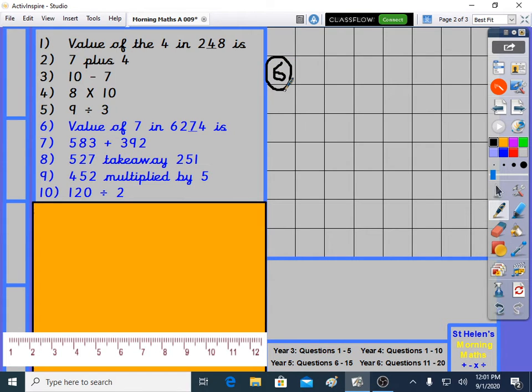Value of the 7 in 6,274. What's the value of the 7 in 6,274? Units, tens, hundreds and thousands. I hope you remember those hats. Thousands is used much more in year 4. The 7 is in the tens column. 7t. 7 tens is literally 70. So that's the value of the 7. 7 tens, in brackets, 70.